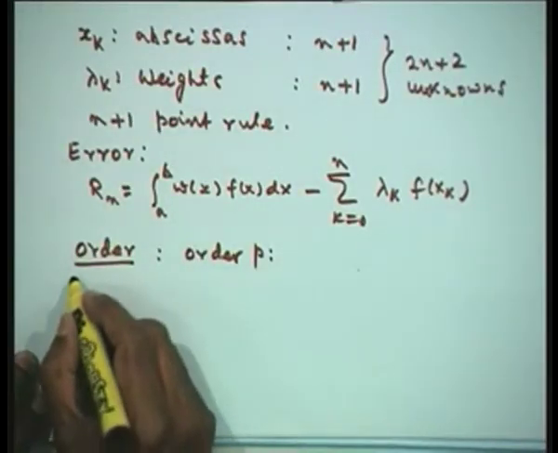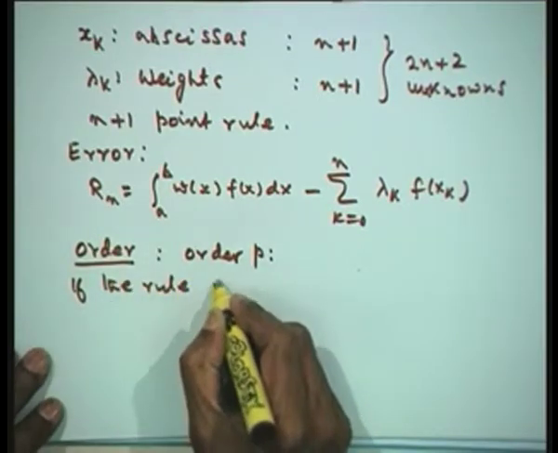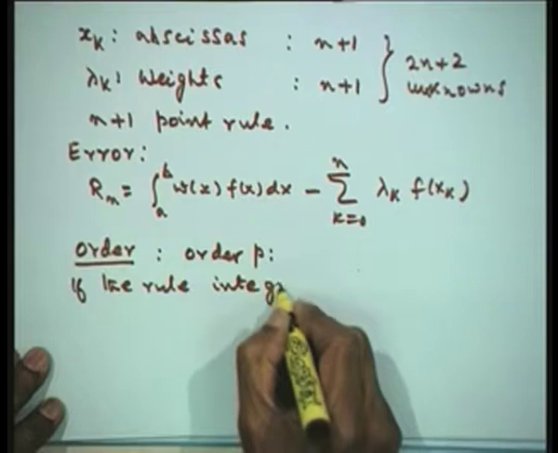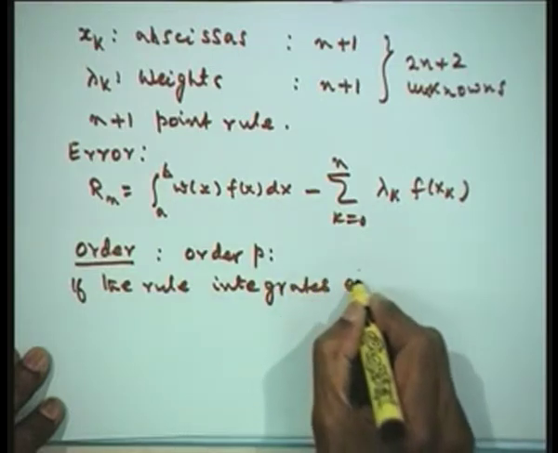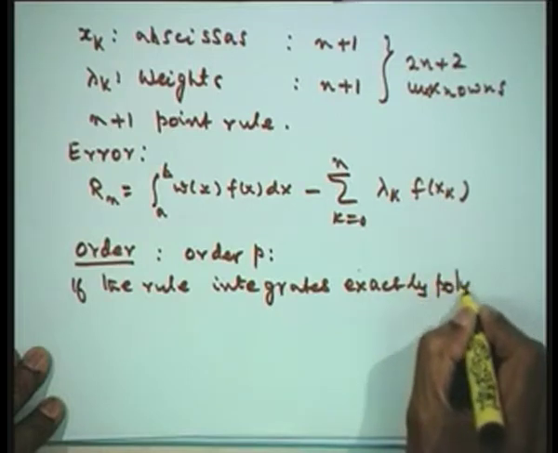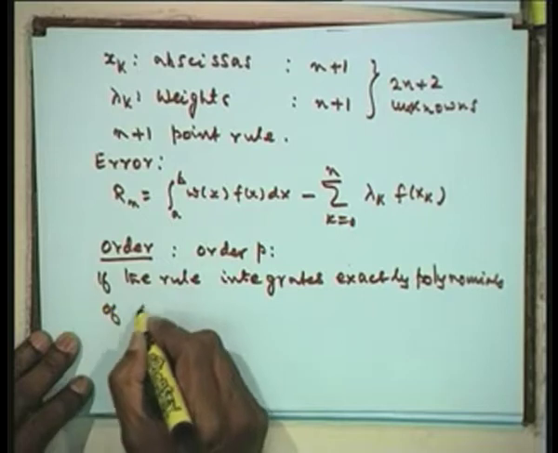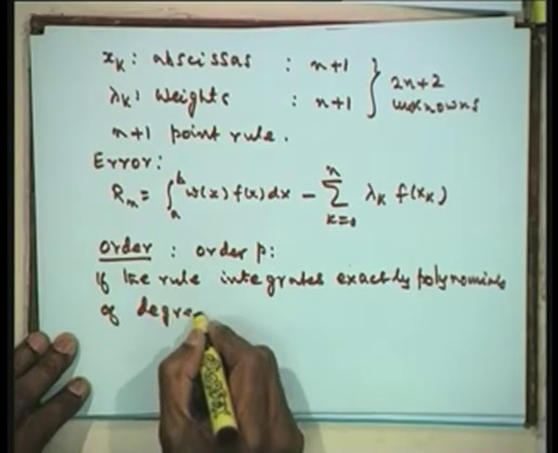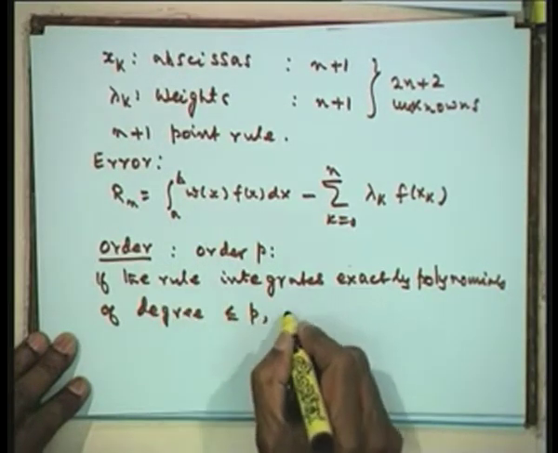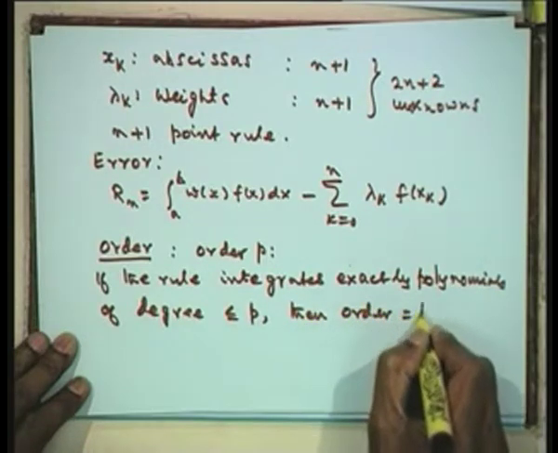If the rule integrates exactly polynomials of degree less than or equal to p, then order is equal to p.